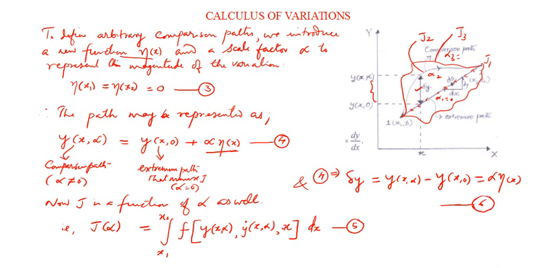So our aim is to extremize this J, which is now expressed as a function of alpha. For different values of alpha, you will be getting different values for J, right? And we are in search of that path for which this J will be a minimum. Okay, so let's continue.